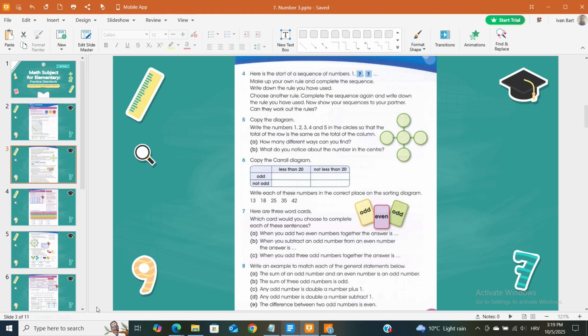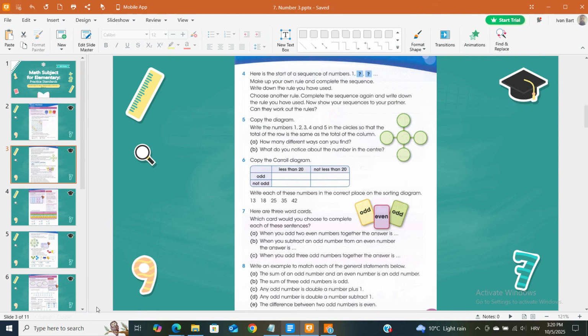7. Here are 3 word cards. Which card would you choose to complete each of these sentences? Odd. Even. Odd. (a) When you add 2 even numbers together, the answer is dot dot dot. (b) When you subtract an odd number from an even number, the answer is dot dot dot. (c) When you add 3 odd numbers together, the answer is dot dot dot.